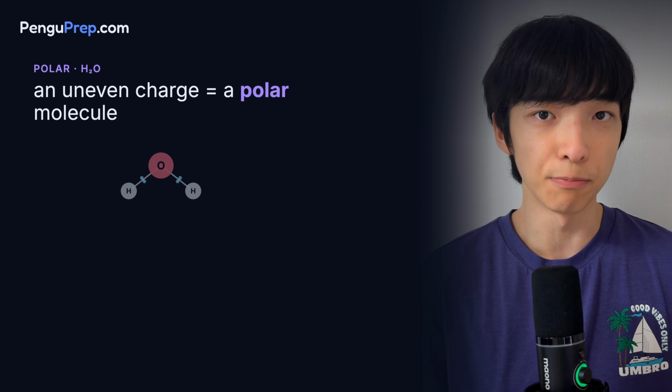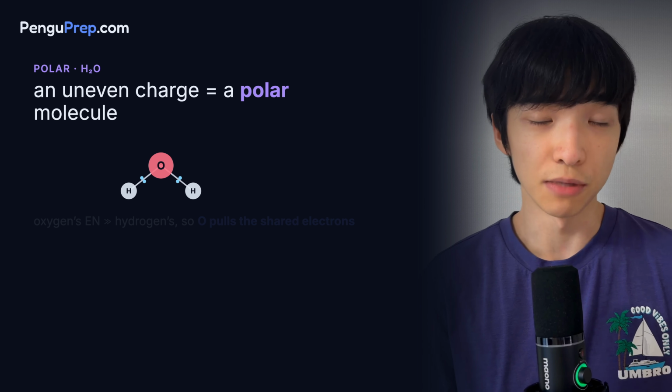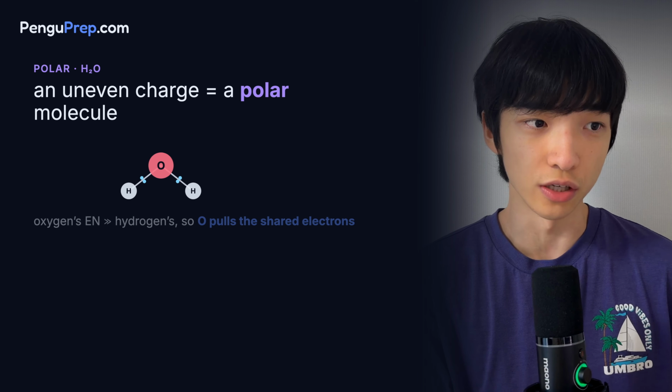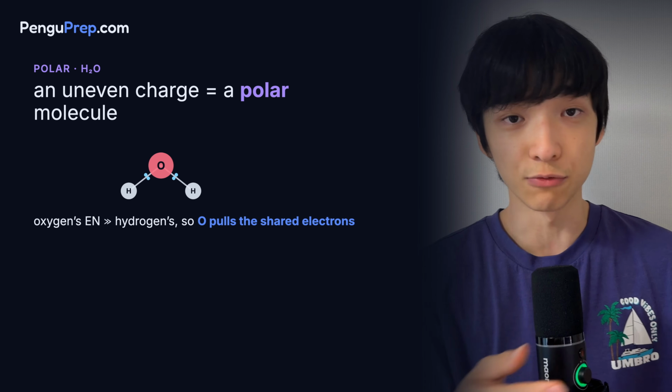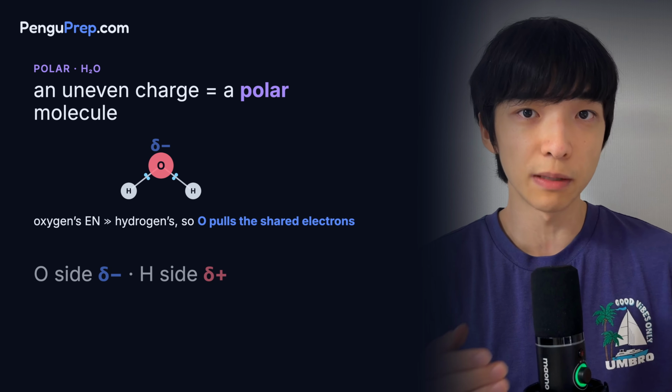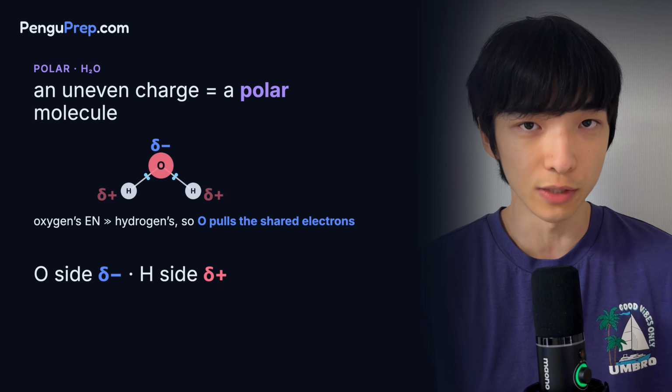H2O is an example of a polar covalent molecule. Hydrogen has a much lower electronegativity compared to oxygen, so oxygen will pull the shared electrons more closely towards itself. As a result, the side with oxygen is going to be more negative compared to the side with hydrogen.